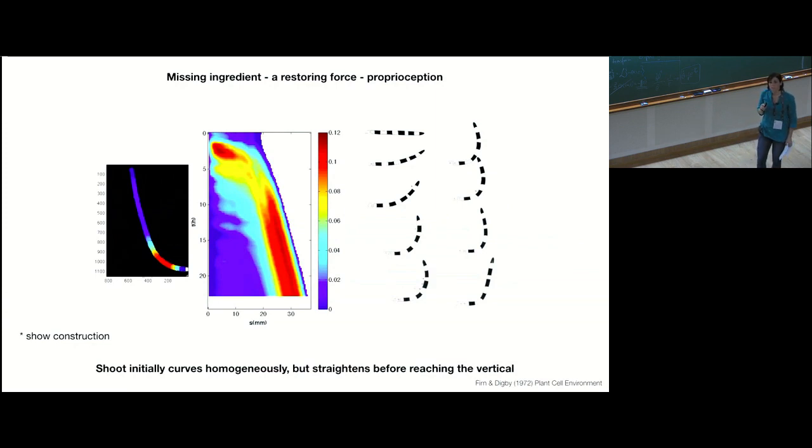In the figure on the left, is the shoot growing all along its length, or only at the tip? No, all along.